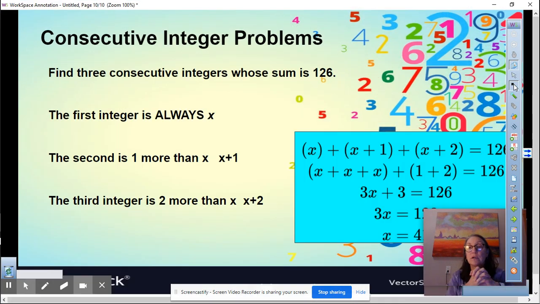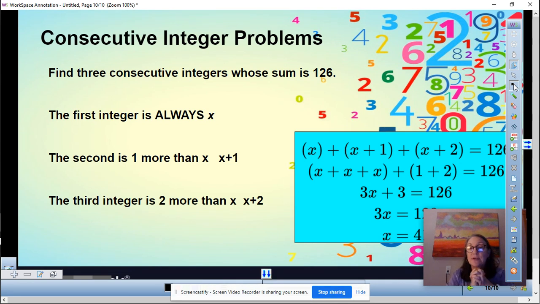Let's look at an example problem of consecutive integers. It says to find 3 consecutive integers whose sum is 126. Well, the first integer is always x. We don't know what it is, and in algebra, when we don't know what it is, it's x. So the first integer is x. Now, what integer comes right after x? Well, since we don't know x, how are we supposed to know? We represent it as x plus 1. So the first one's x, the second one's x plus 1, and you guessed it, the third number is x plus 2 because it's 2 more than the original.